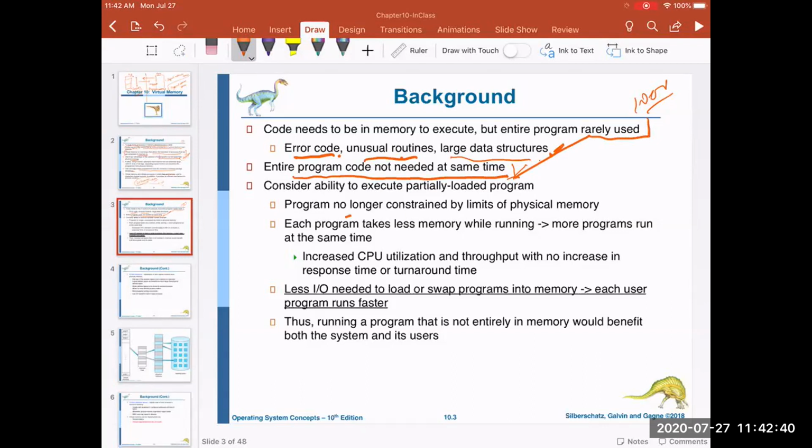We can say that the program is no longer constrained by the limits of the physical memory. Each program takes less memory while running, and this increases the CPU utilization and throughput with no increase in the response time and turnaround time. So throughput is how fast your program is executing, and then less IO is needed. So there are a few benefits that come when we are implementing or executing programs using virtual memory.